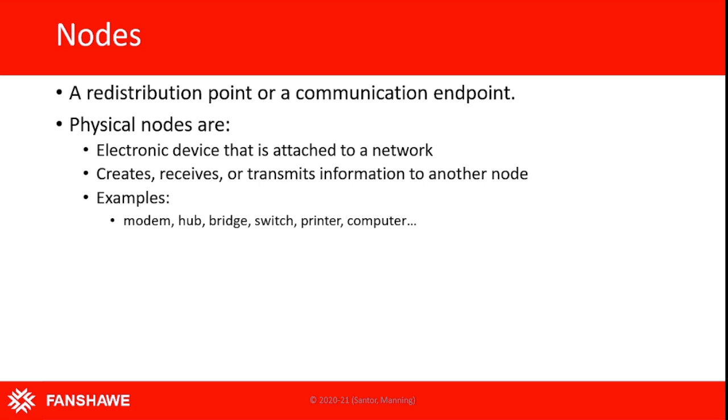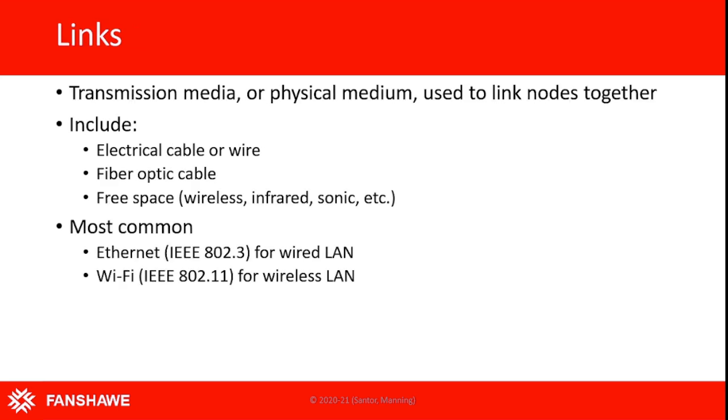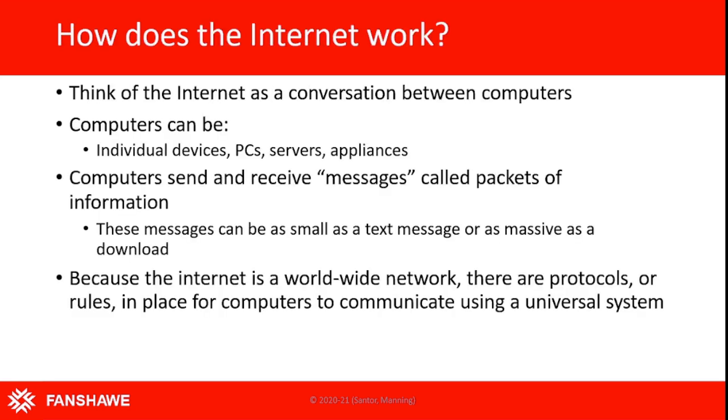Okay, but let's look at the links. The links are the transmission media, or the physical medium used to link the nodes together. This could be electrical cables or wires, fiber optic cable, and of course wireless, infrared, sonic, etc. What we most commonly use is Ethernet, which is for wired LANs, and Wi-Fi for wireless LANs.